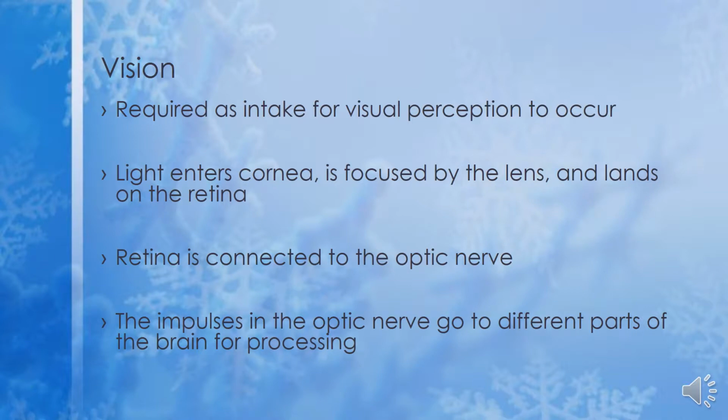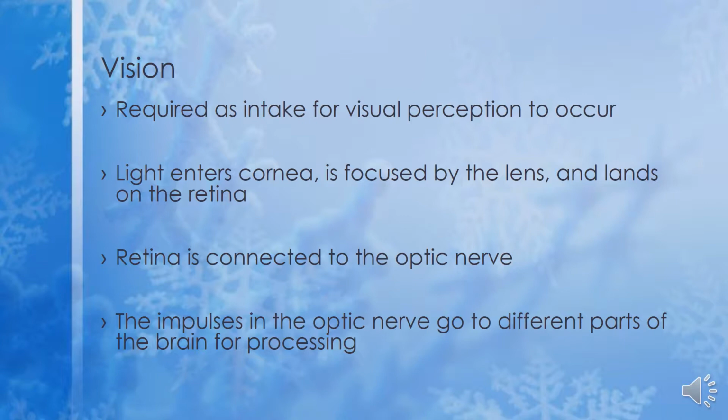We'll start with vision. Vision is required as the intake method for visual perception to occur. So light enters the cornea, which is at the surface of the eye in the outermost layer. The lens, which is behind that, focuses the image, and then it lands on the retina upside down, actually. The retina is then connected to the optic nerve, and the optic nerve then transmits the information received by the eye, which is now electrical impulses, to different parts of the brain for processing.